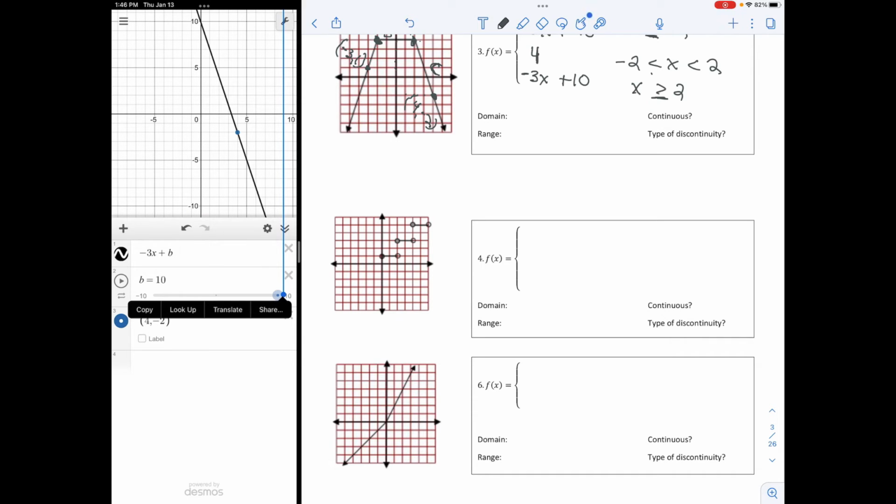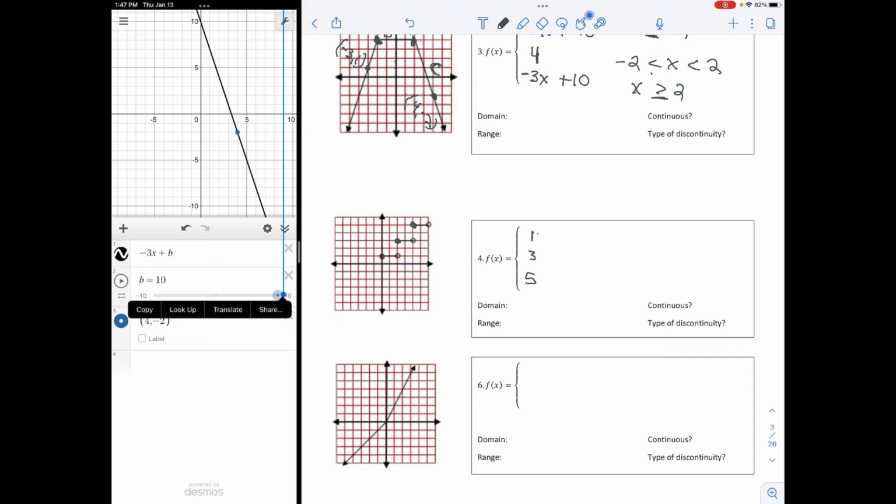This one has 3 parts, so I'm just going to write them real quick. It's a piecewise function, so it has y equals. So y equals 1, y equals 3, y equals 5. And my restrictions are, it's a closed circle here, closed circle and closed circle.